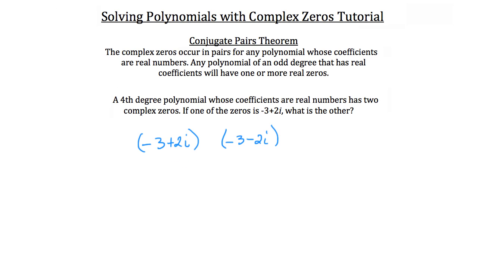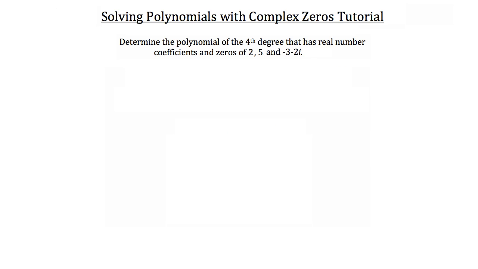So, armed with what you know from our review just now and what you know from algebra, let's do a couple practice problems. Determine the polynomial of the 4th degree that has real number coefficients and zeros of 2, 5, and negative 3 minus 2i. Well, if we're dealing with a polynomial to the 4th degree, it's going to look something like this.